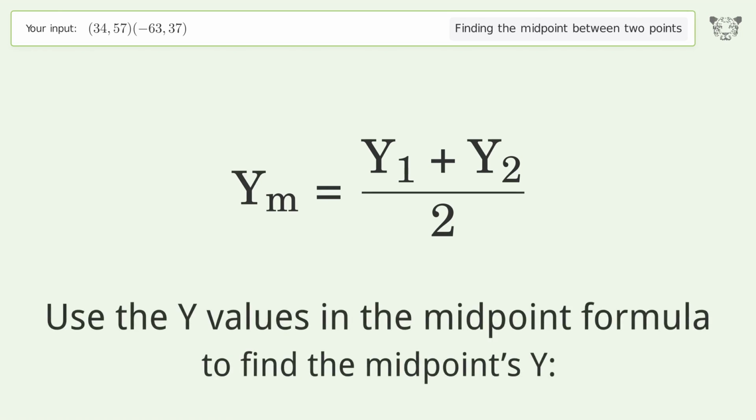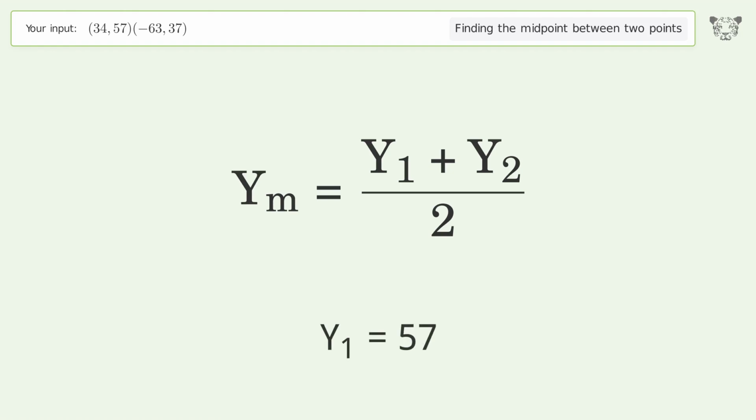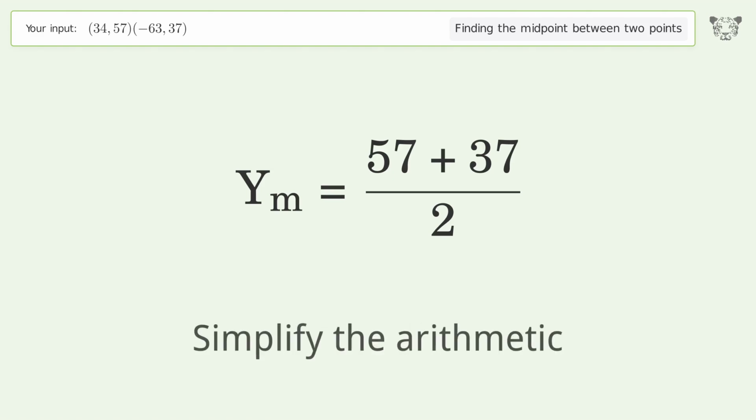Use the y values in the midpoint formula to find the midpoints y. y1 equals 57. y2 equals 37. Simplify the arithmetic.